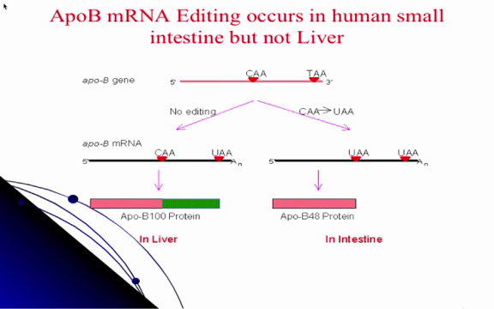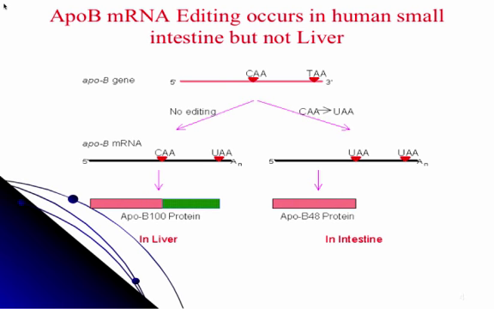In the nucleus, that cytidine is converted to uridine. That changes the codon from a glutamine codon to a stop codon. So it's edited in the nucleus, in this case, the nucleus of intestinal cells.